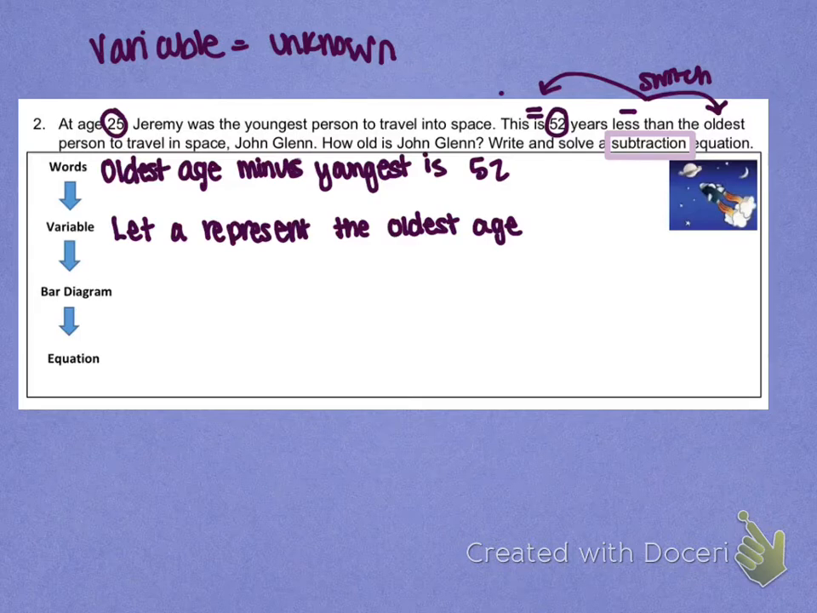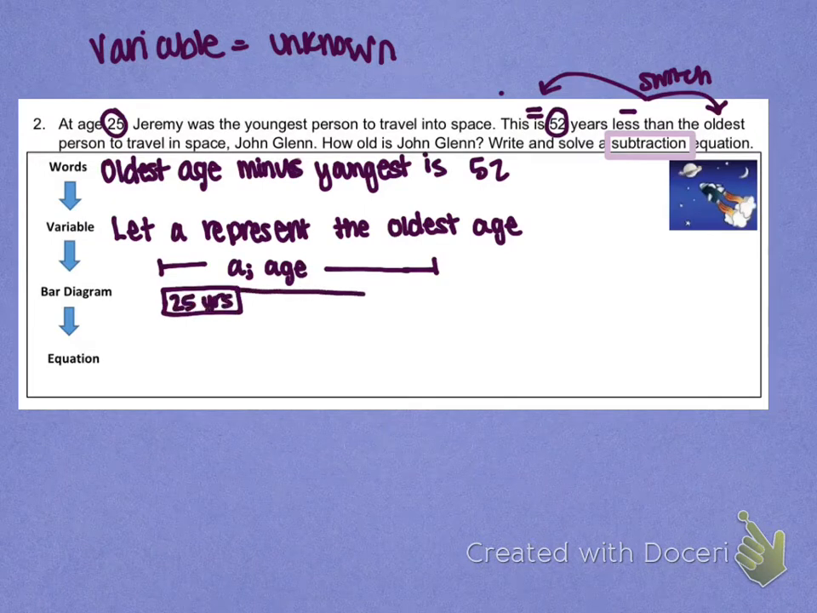So for our bar diagram, we have to decide what we are looking for. What we're looking for is age, right? So we have this thing A that represents the age of this oldest person. And in our story, it says that the age of the oldest person is our 25-year-old and our 52 years less than. So our 52 years. And together, that gives us our age. So let's go ahead and write an equation.